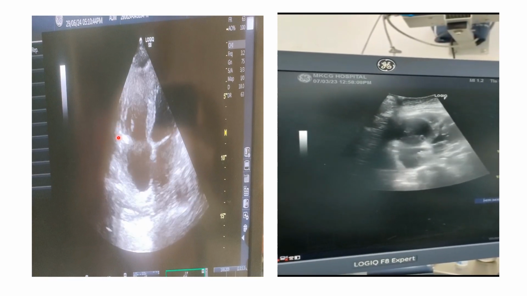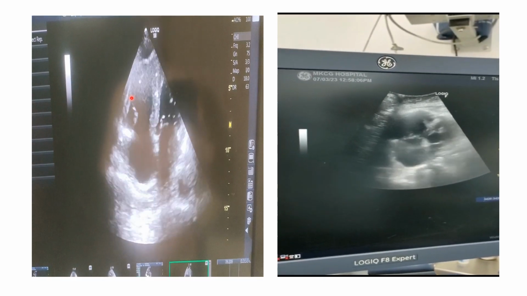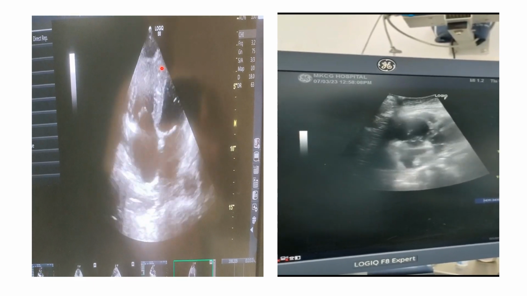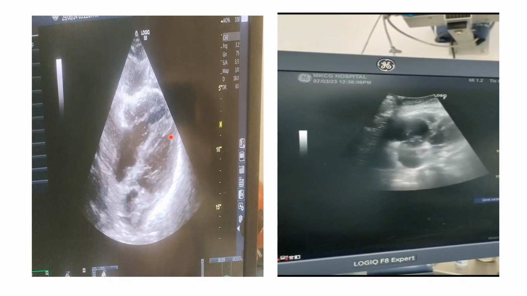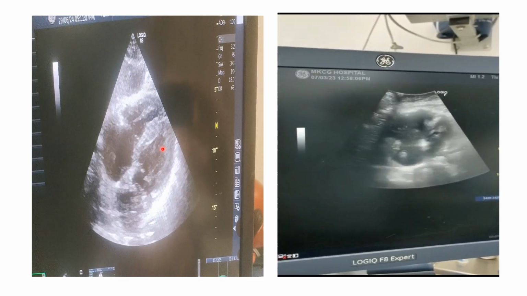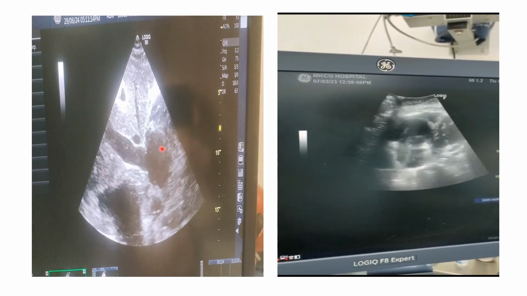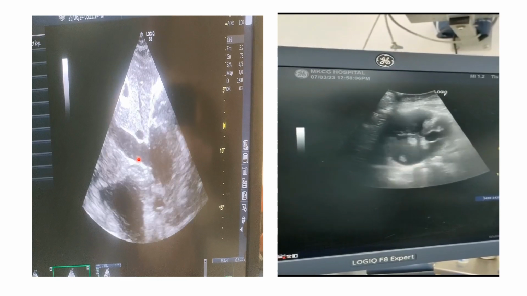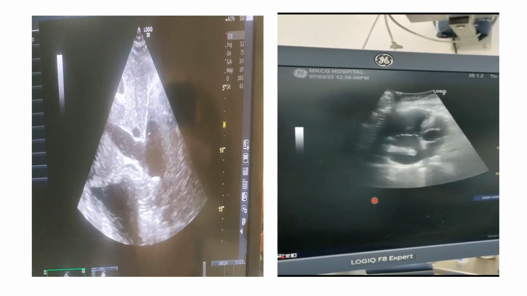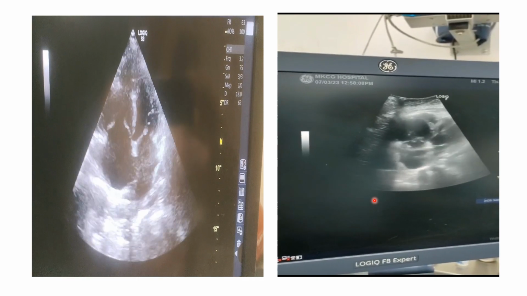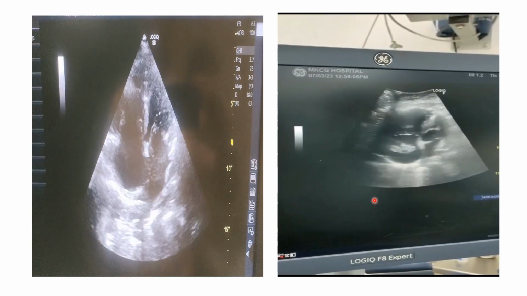Here you can clearly see the akinetic RV free wall with preserved contraction of the RV apex, also seen on the subcostal view. The inferior vena cava is dilated without any respiratory variation because of severe TR as well as heart failure. On the other hand, the second patient deteriorated and had to be intubated.